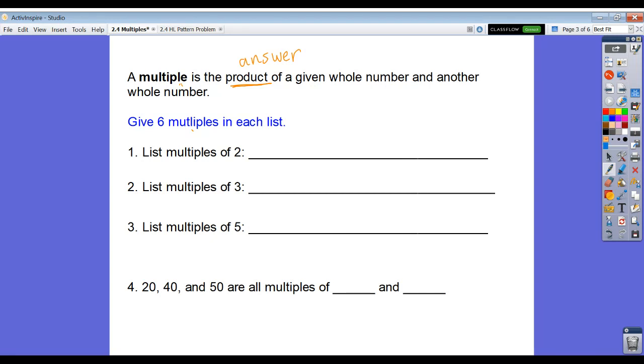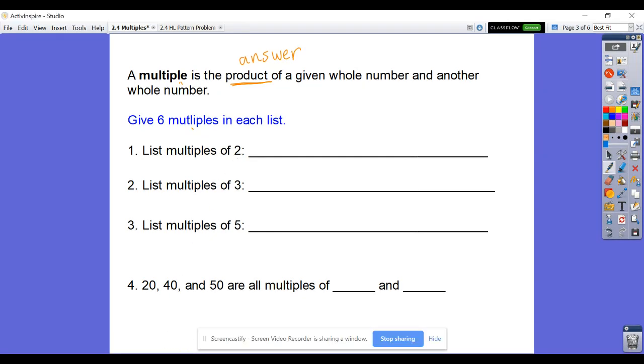So this one wants multiples of 2. Well, that just means we're taking 2 and finding the product of 2 and another whole number. So let's do 2 times 1 would give us 2. 2 is a multiple of 2. 2 times 2 would give us 4.